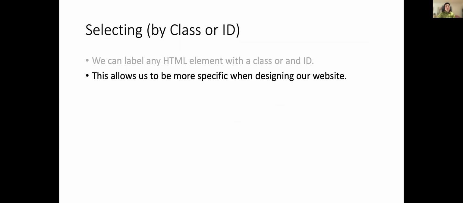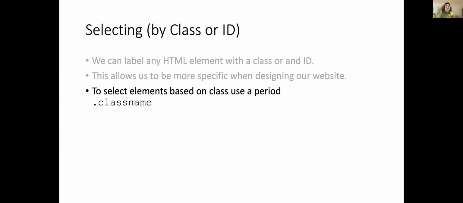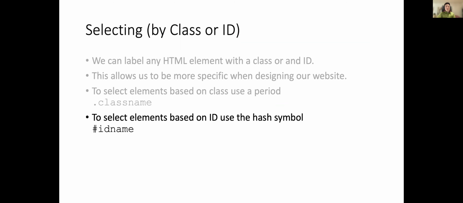Then you can be more specific about which one you want to format. And this is where the ID comes in. You can say I want these formatting rules to only apply to the element with this ID name. So the symbol you need to use is the hashtag.